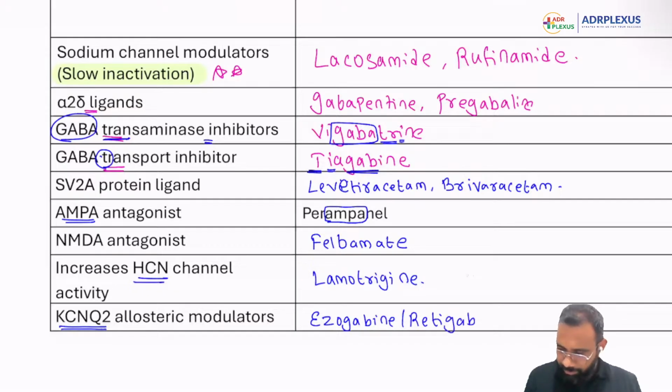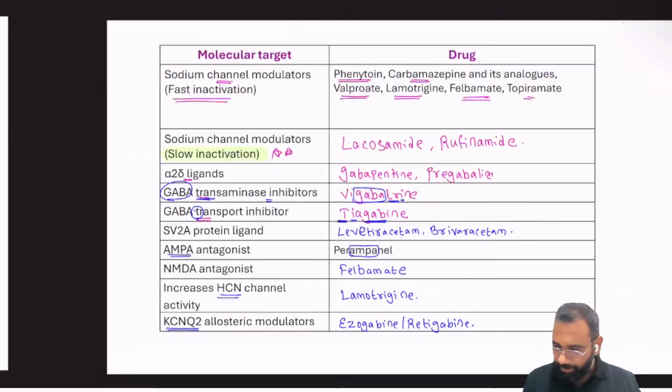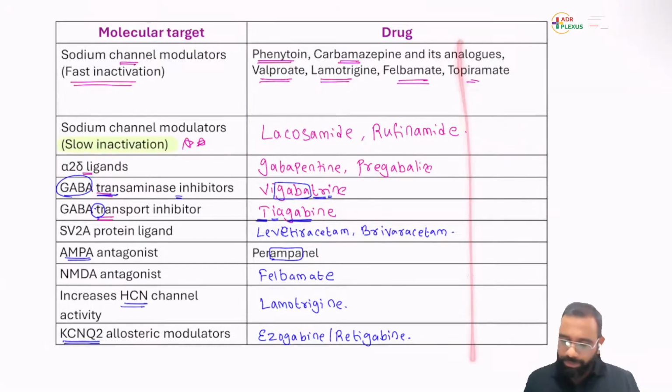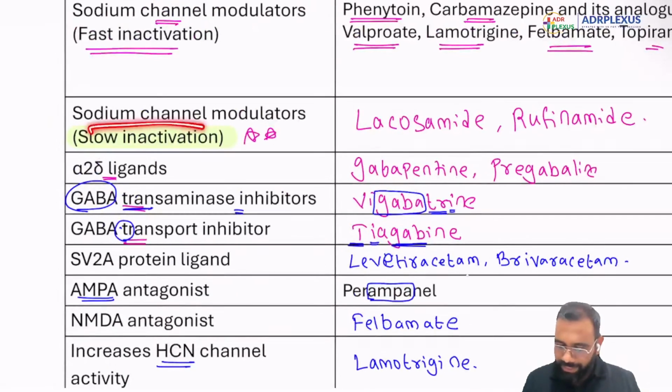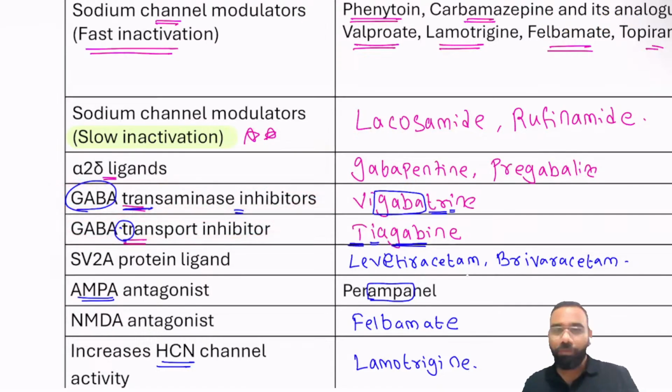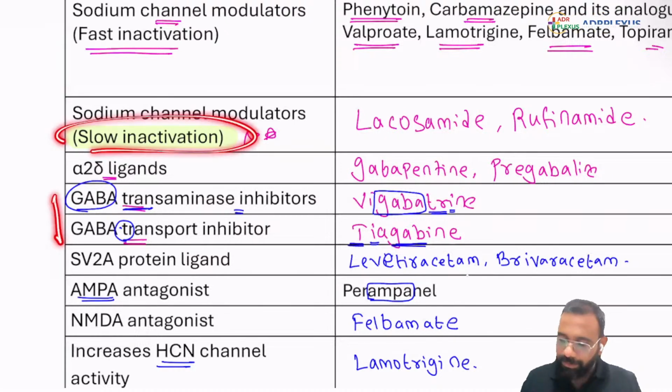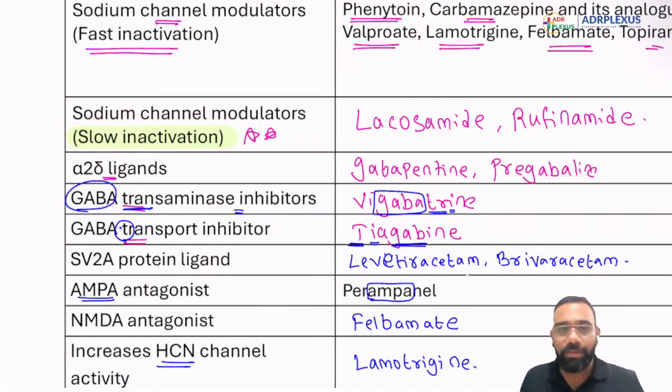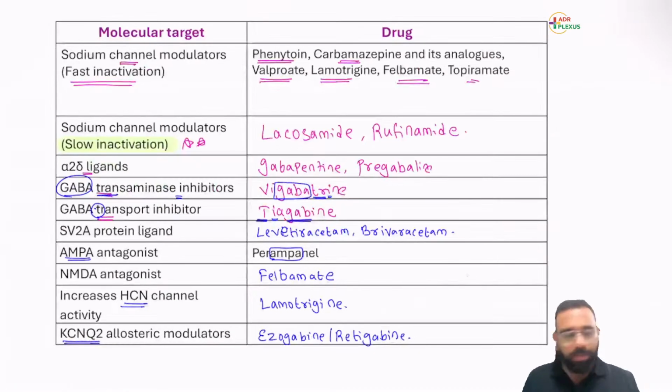Very important, this mechanism of action. Read the question carefully whether he is asking fast inactivation or slow inactivation, whether he is asking GABA transaminase inhibitor or GABA transport inhibitor. Read the question carefully because these are the confusing things. As I already told you, the examiner loves your confusion. That's all about these anti-epileptic drugs' mechanism of action.